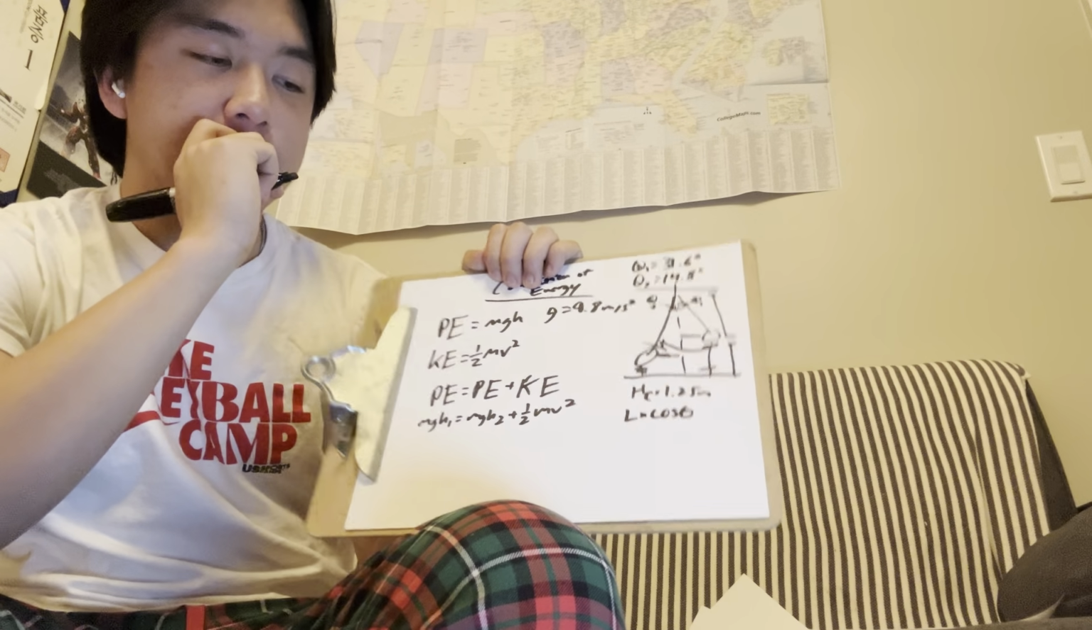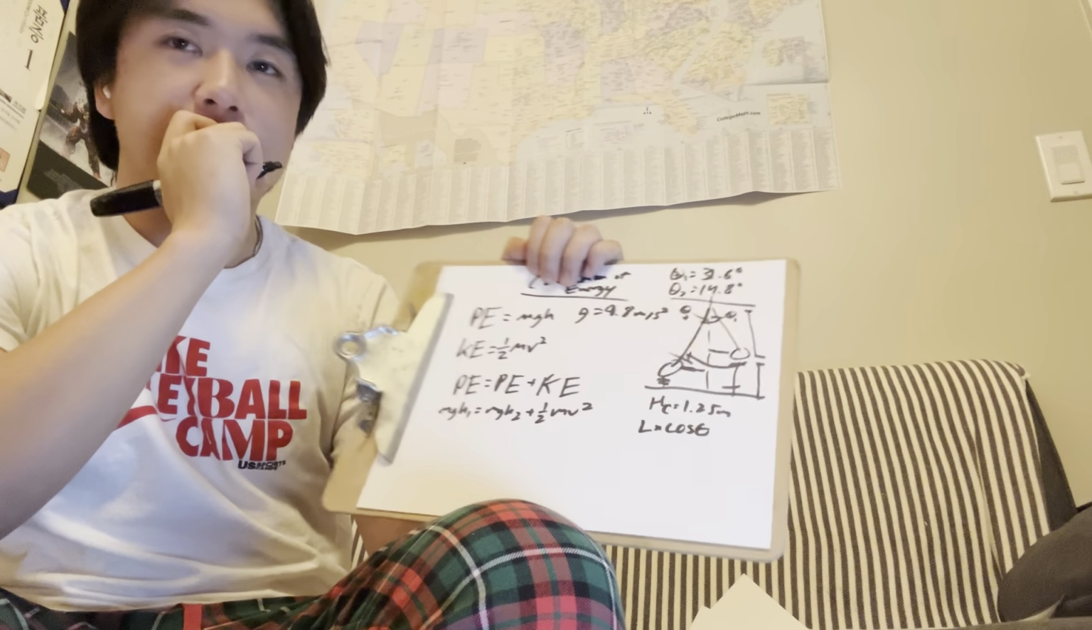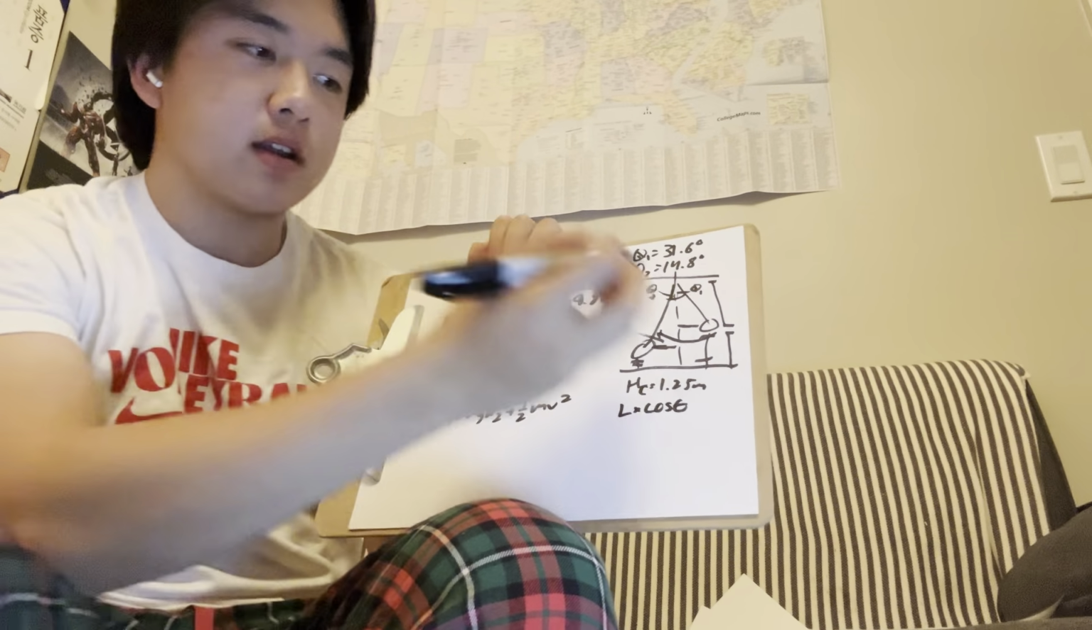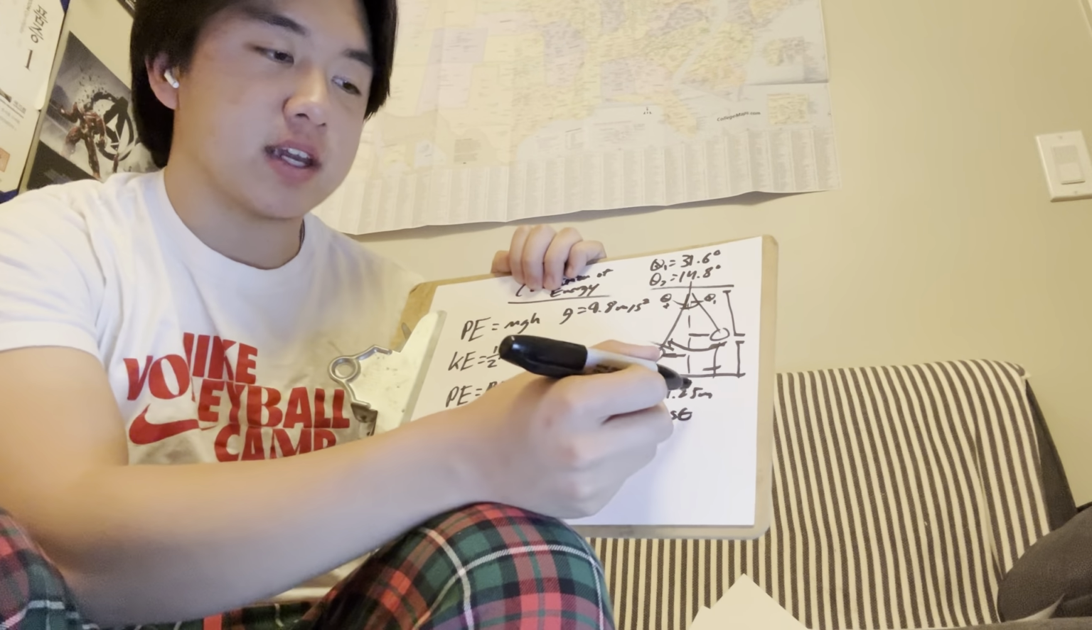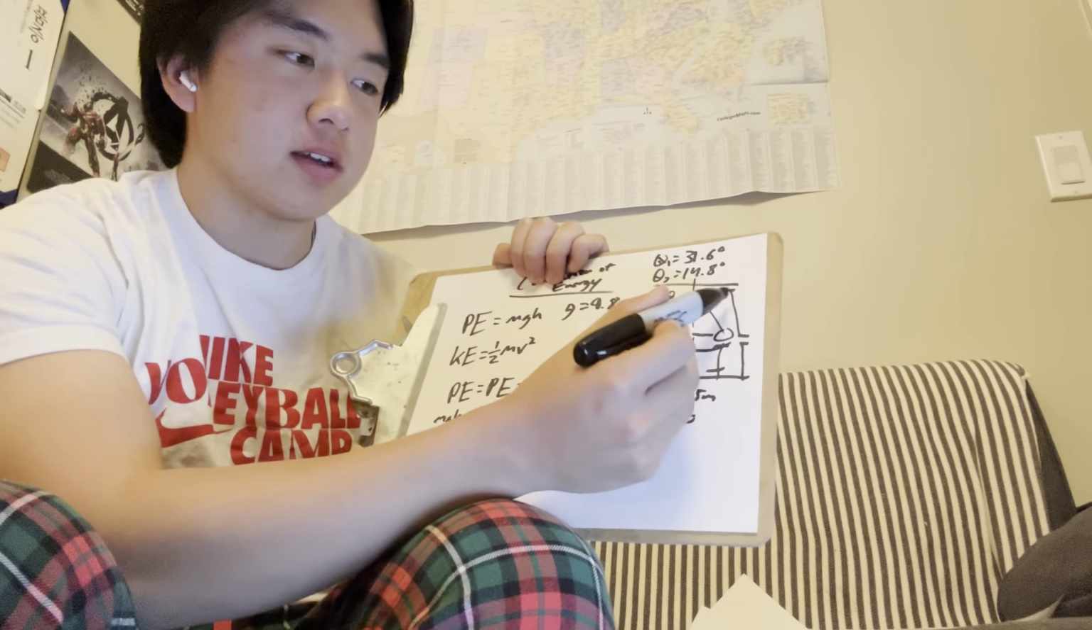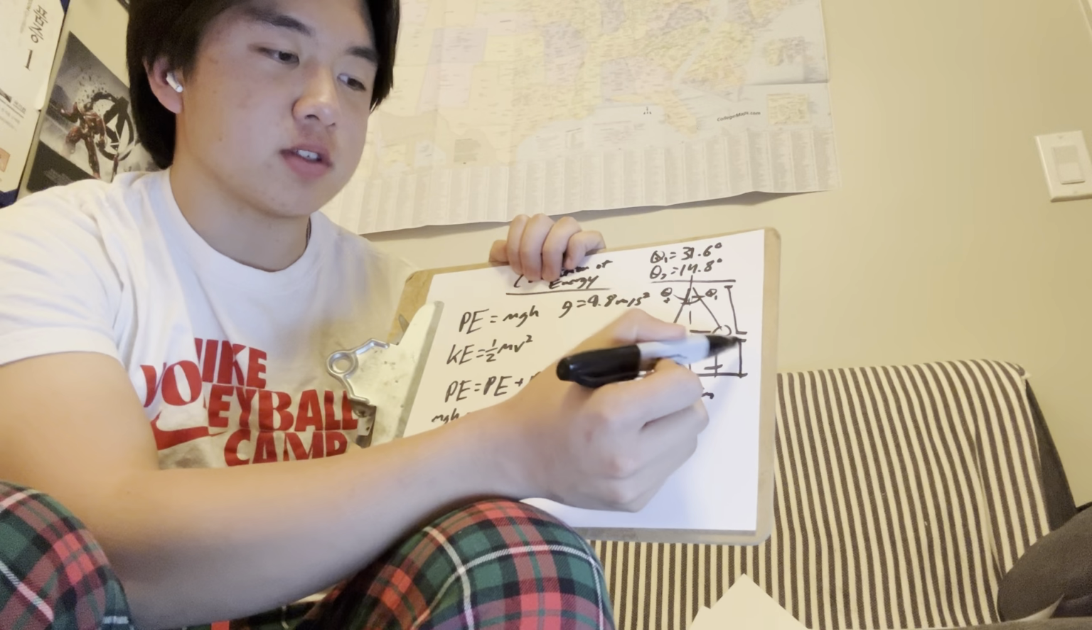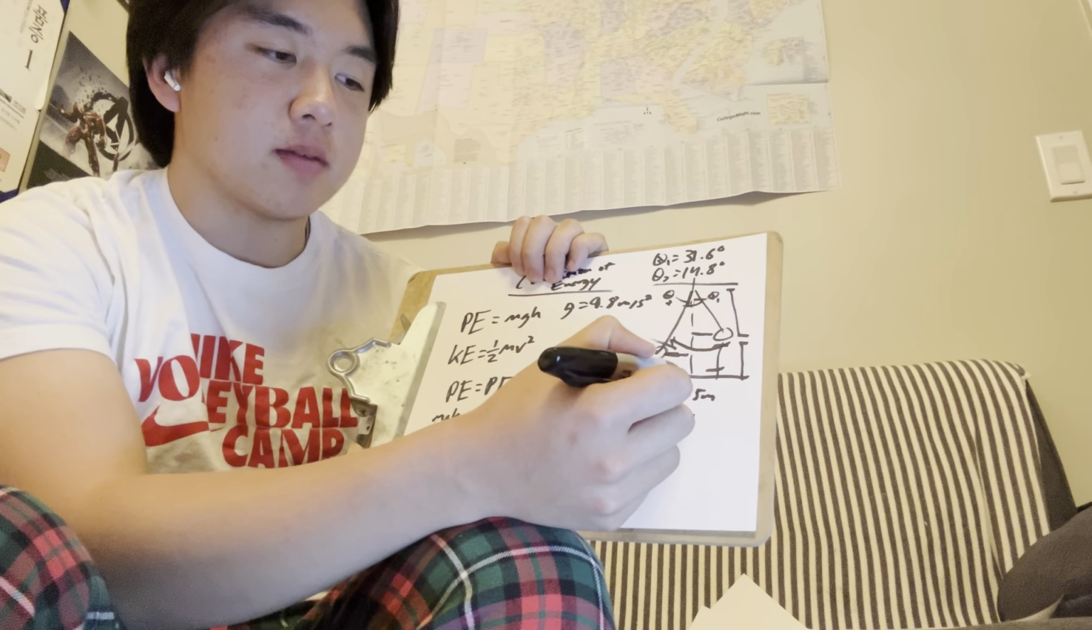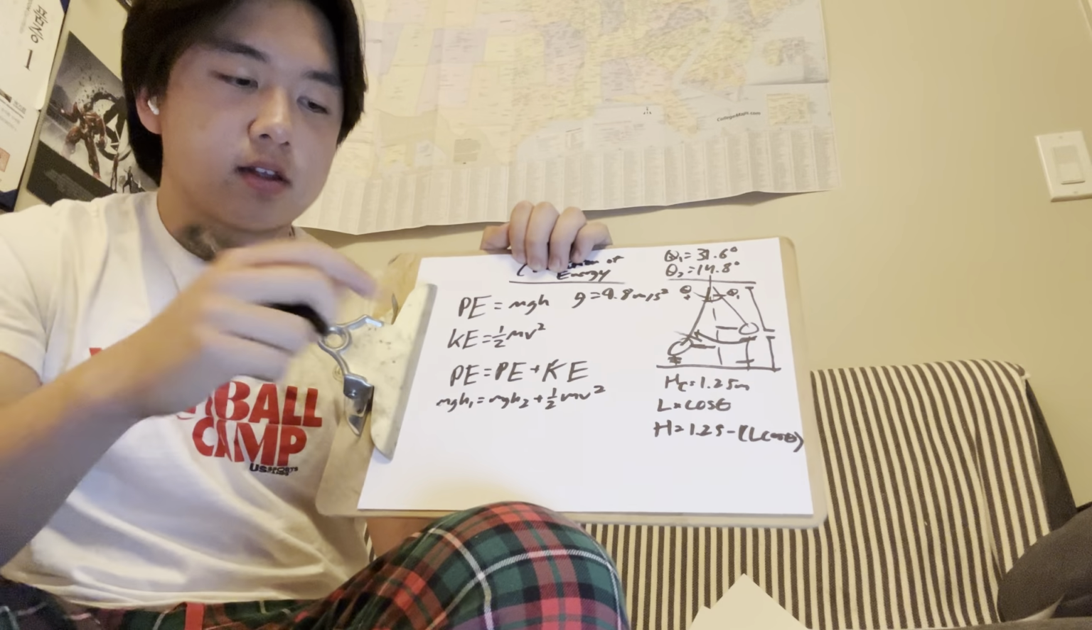So now that we have an equation for this height here, we have to take into account that this is only this distance, but we want this one, so we have to subtract from 1.25. So the height, whichever height it is, will be equal to 1.25 minus L cosine theta. Let's plug that in here.